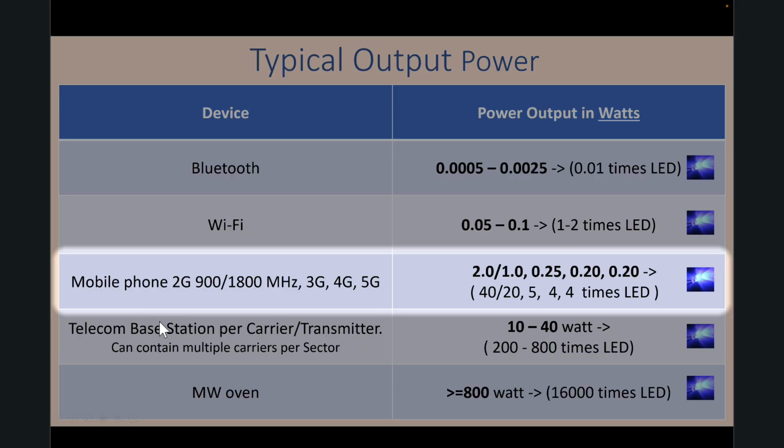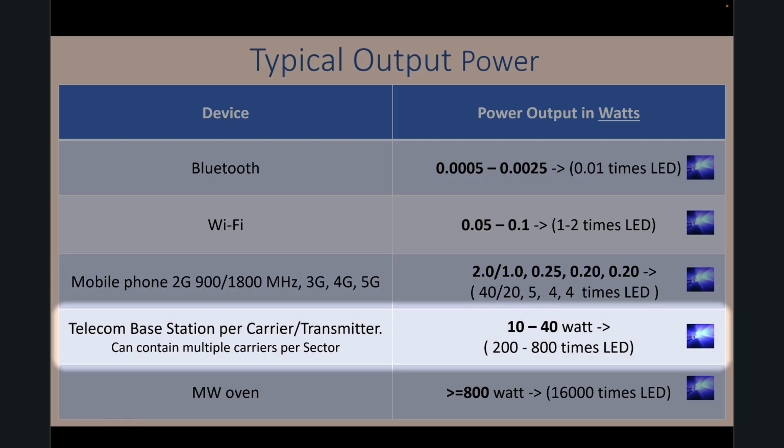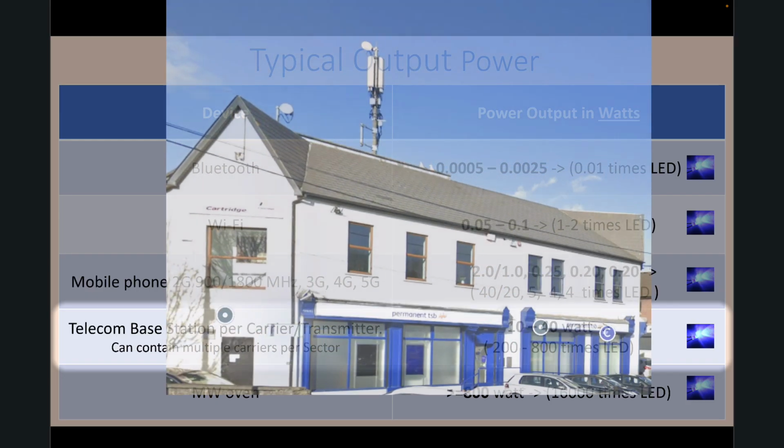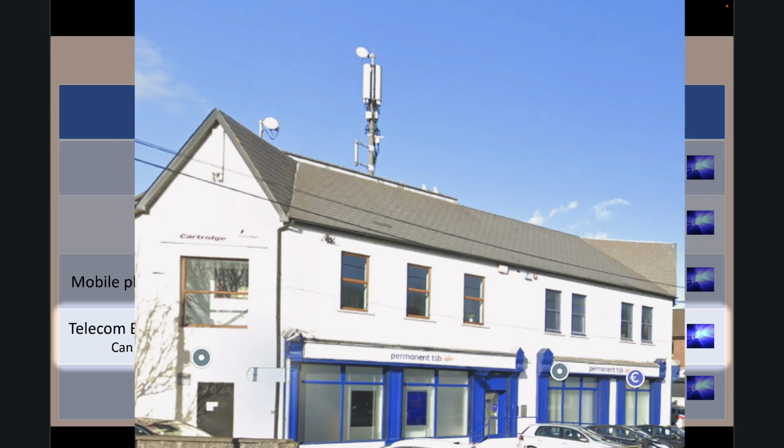Next, we compare telecom base station carriers or transmitters. They may vary from 10 watts to 40 watts. A 10 watts transmitter could be a base station called a microsite in a densely populated city. These microsites cannot cover large areas. We will see a microsite example in an upcoming lesson.